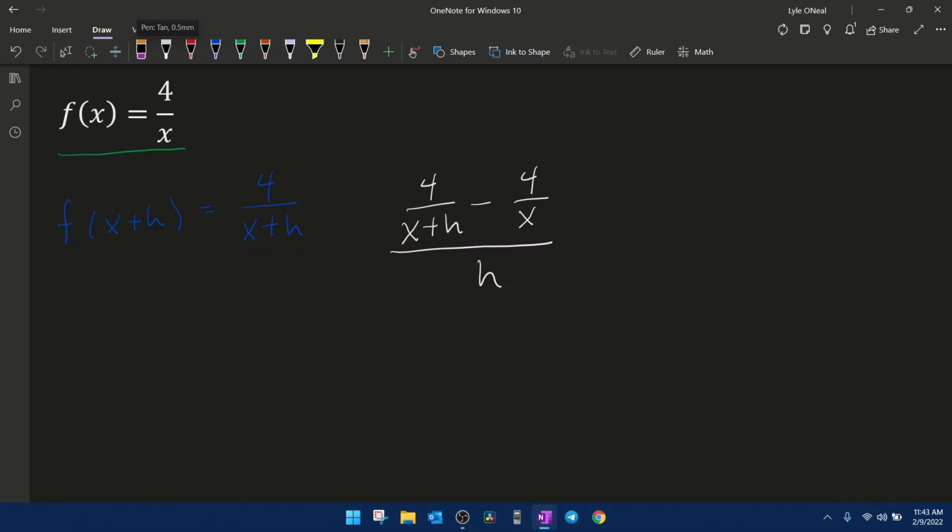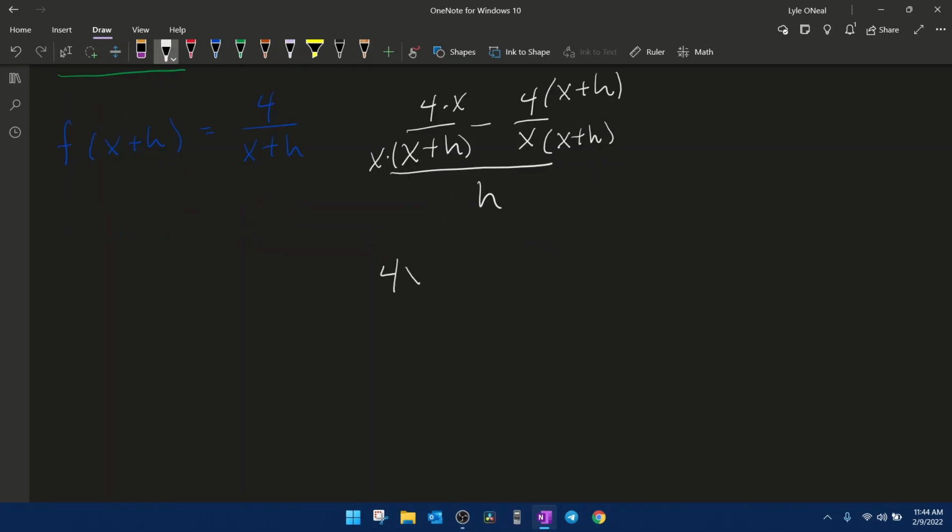In the numerator, I've got two fractions that I need to subtract. Remember, in order to subtract fractions, you need a common denominator. So the first denominator needs an x. If I give it to the bottom, I got to give it to the top. The second denominator needs the x plus h. Again, if I give it to the bottom, got to give it to the top. And now I've got identical denominators, so I can subtract the fractions.